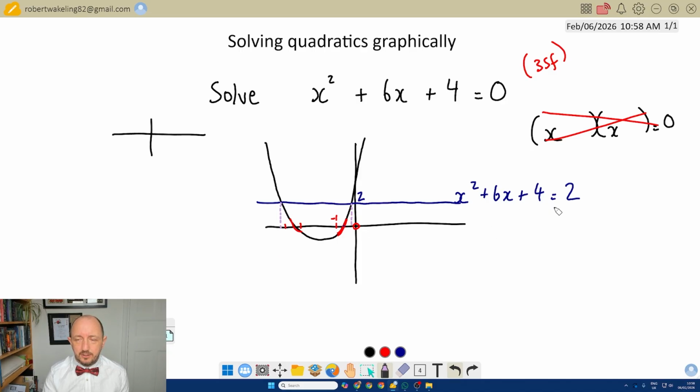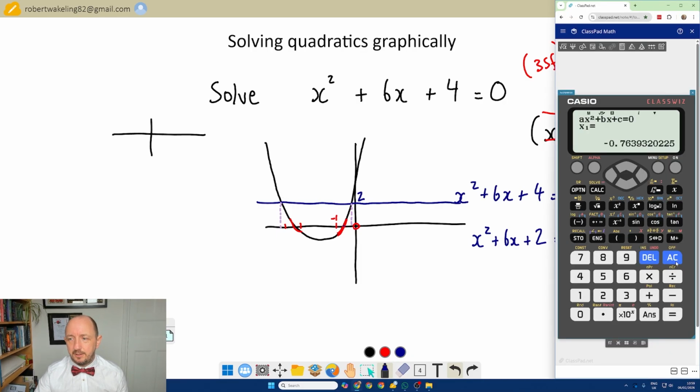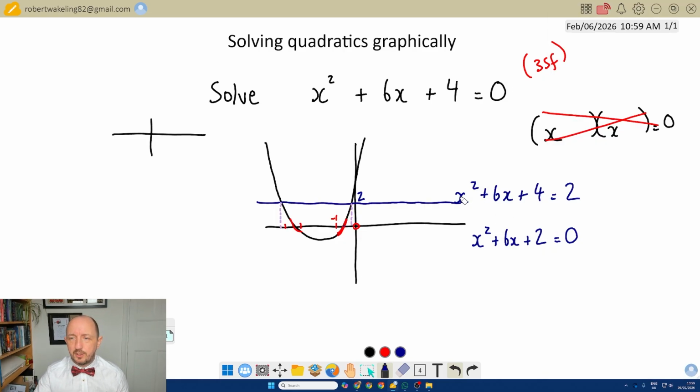Now I may not have done these to scale and correct, but when we read these off and get our 2 values, we can actually check this on our calculator as well. x squared plus 6x, subtract 2 from both sides, and we have this equation. We can put that onto our calculator and just check. It's x squared plus 6x plus 2, and we get minus 0.35, so that would be this one here, and then minus 5.6 would be this one here. So we can always put our equations into our calculator.